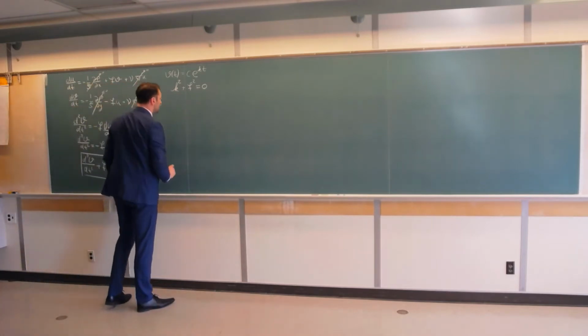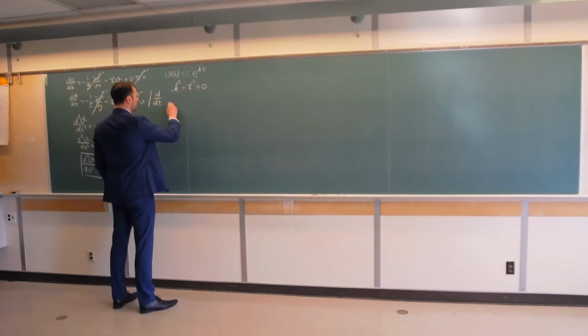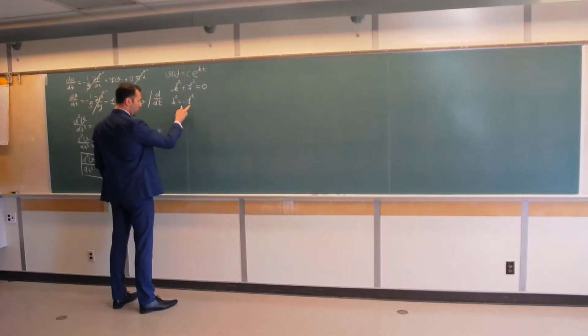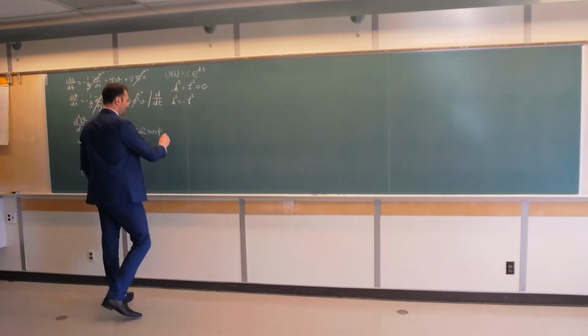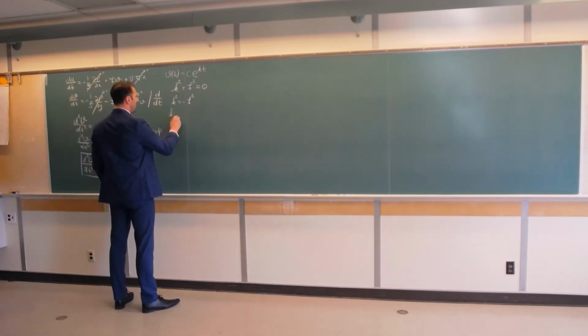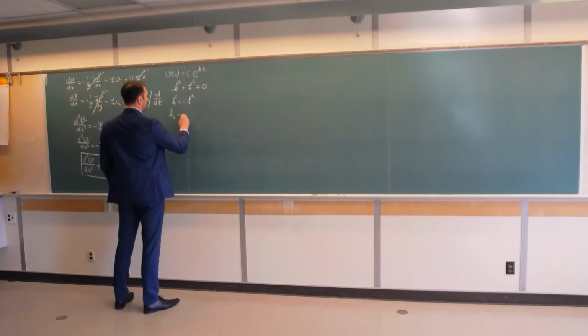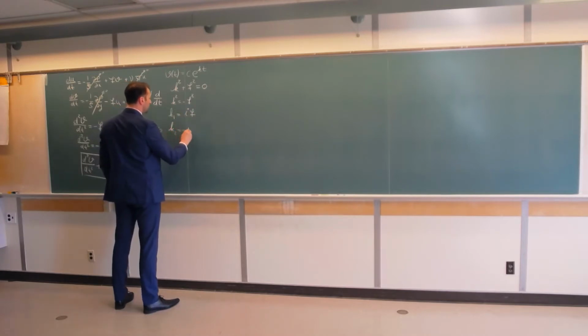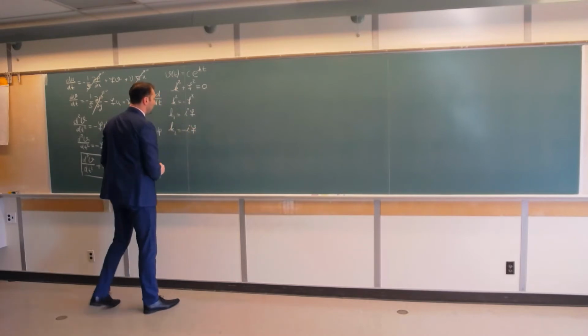Now we solve this algebraic equation. You can see that k squared is equal to negative f squared. So we will have two solutions. Solution number one, k1, is equal to i times f. And solution number two, k2, will be negative i times f.